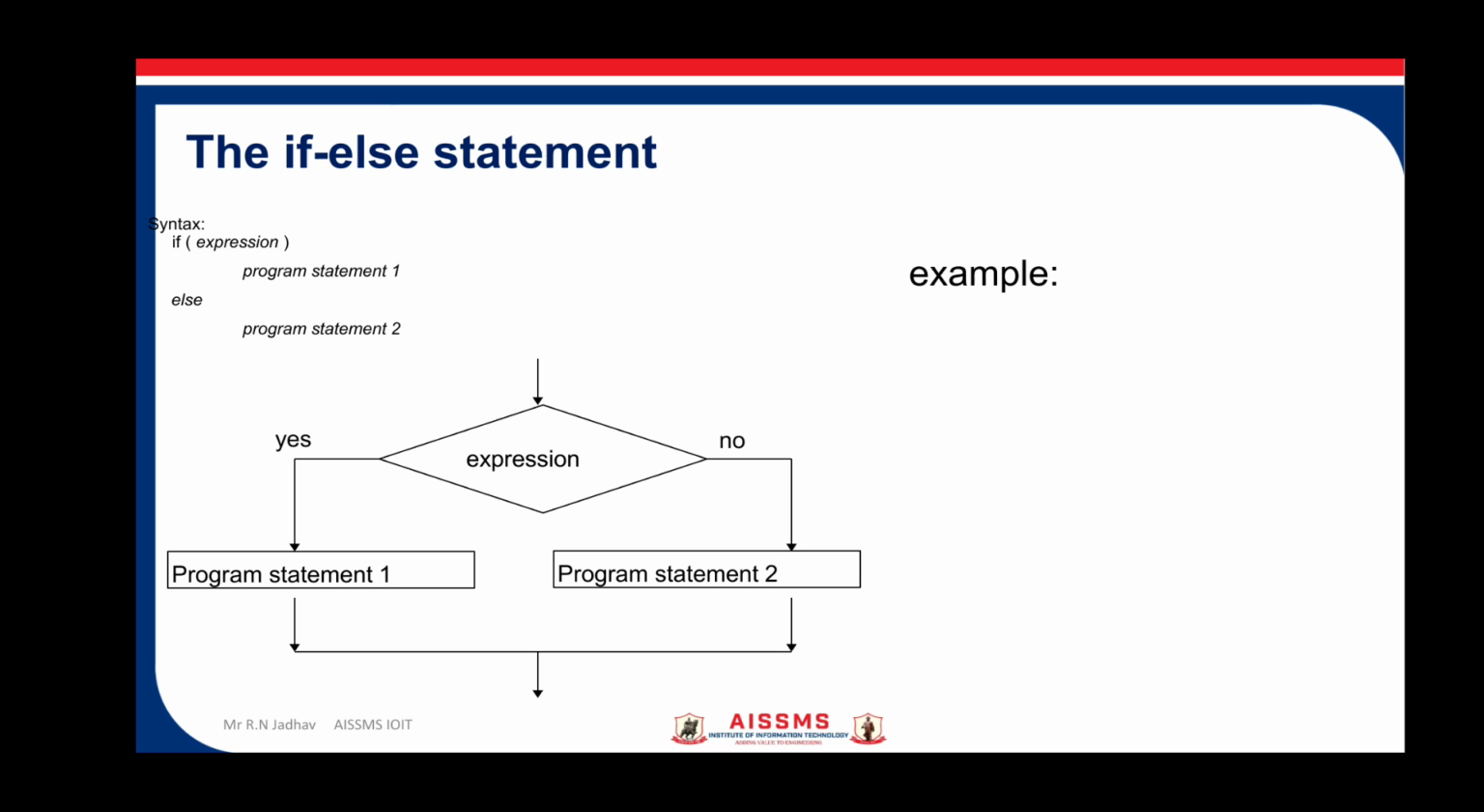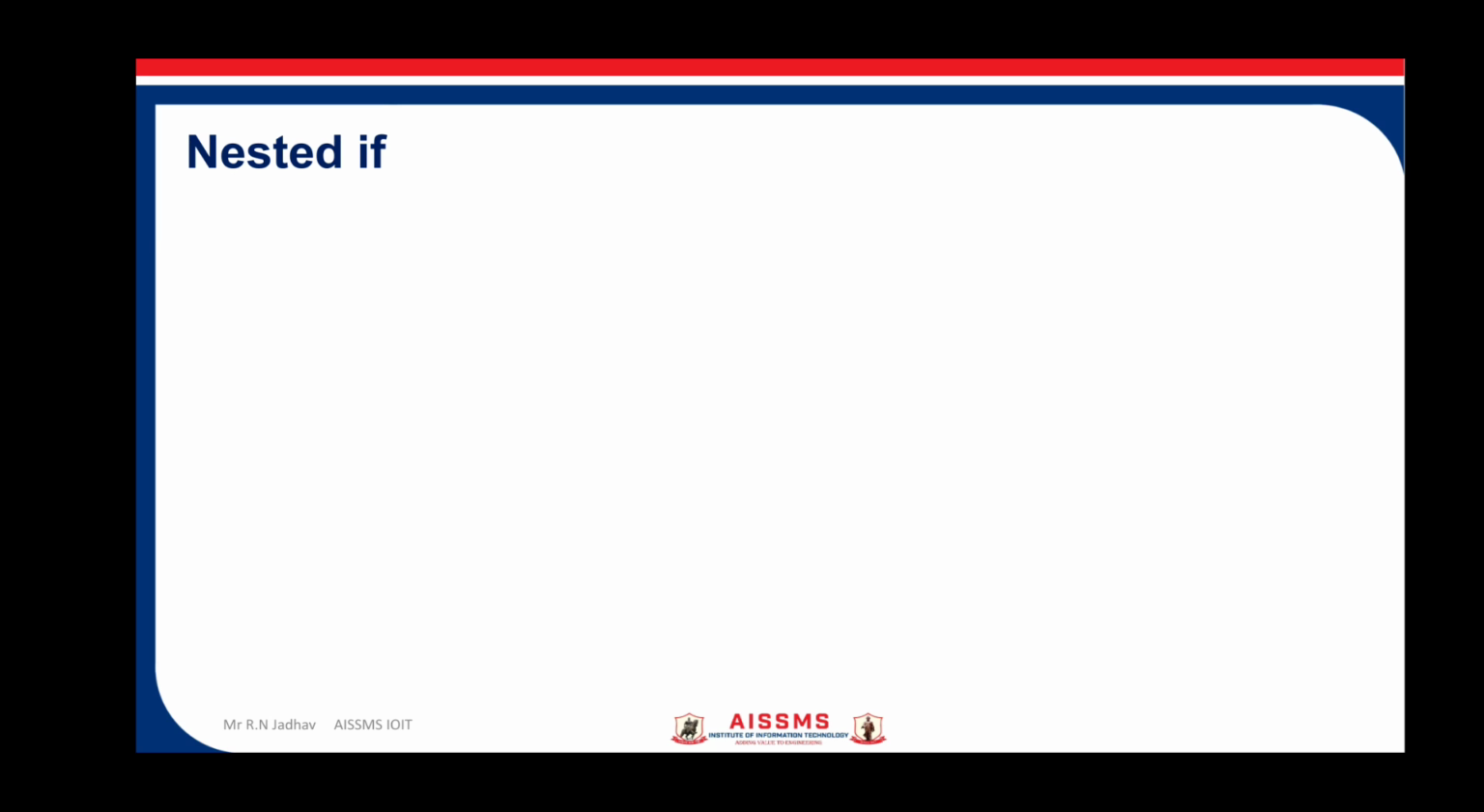The example for this if else statement is again the same example. x equal to 20, y equal to 10. If x greater than y, we will print x is greater, else it should print y is greater. So in this case the value of x is greater than y, so the condition is true or the expression is true, so it will print x is greater and it will skip the else part of the if else statement.